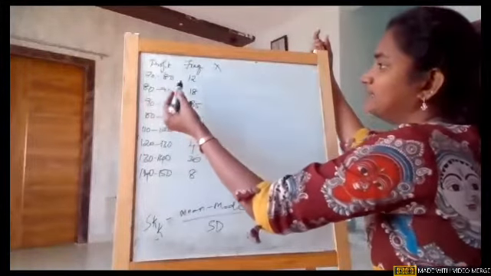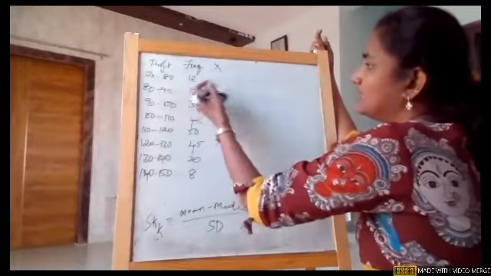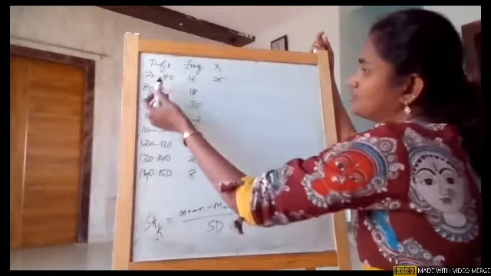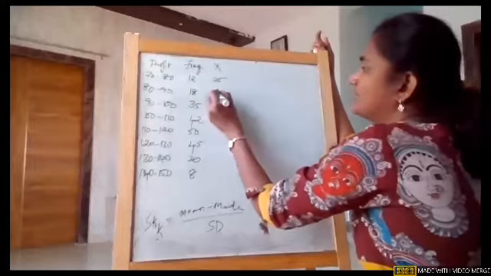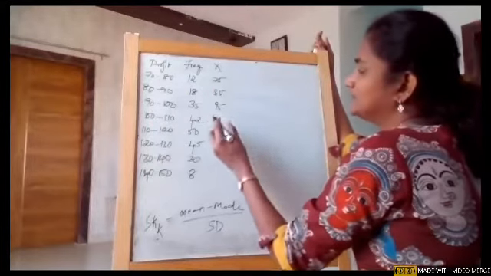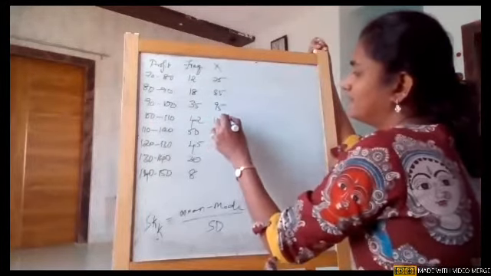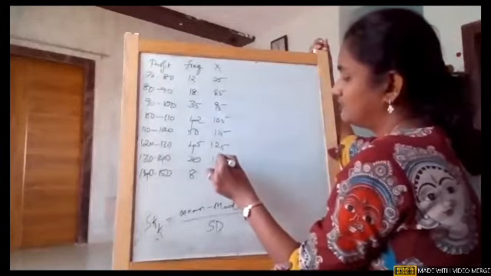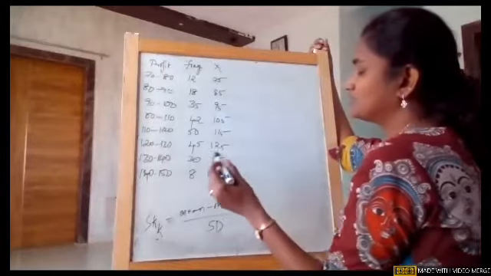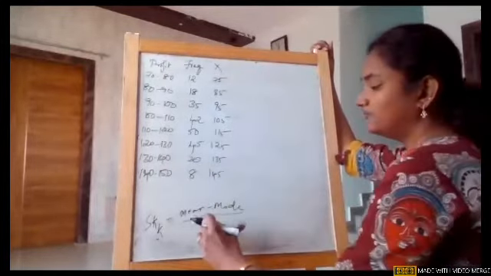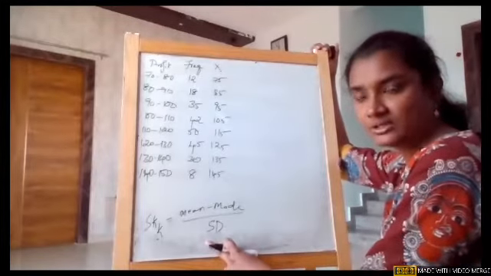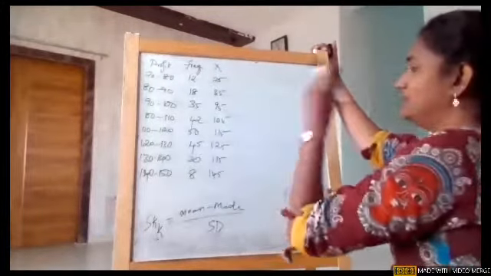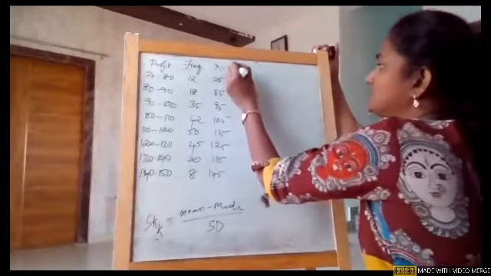So 70 plus 80 divided by 2 gives us 75. Okay, so as the class interval is 10, I'll just keep on adding: 85, 95, 105, 115, 125, 135, and 145. So this is the x value. Now mean and standard deviation together, I told you there is some common thing. We will be calculating FD so that it will be easy for us both mean-wise and standard deviation-wise.